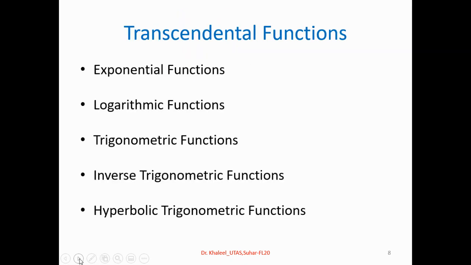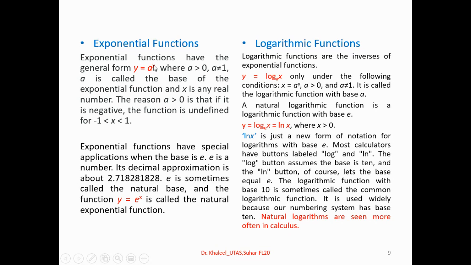In the power function, x is in the base, and the power is a real number. Now x is in the power, and the base is a number. This is not any real number. This a is positive and it should not be equal to 1. So this a cannot be negative and should not be 1 also. It should be other than 1 and it should be positive. So this a is called the base of the exponential function and x is any real number.